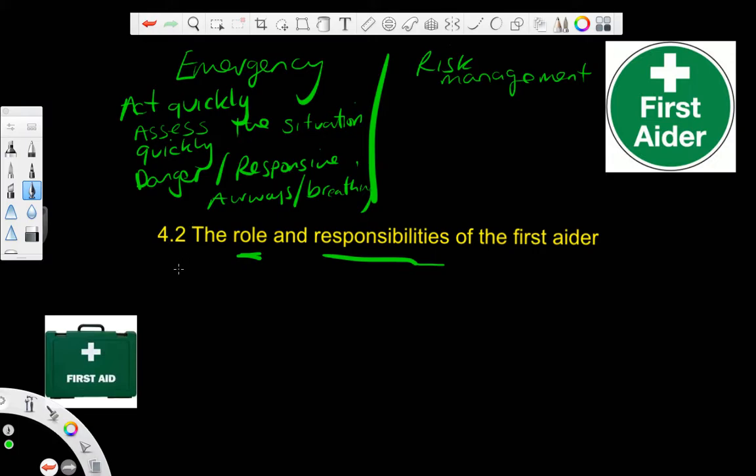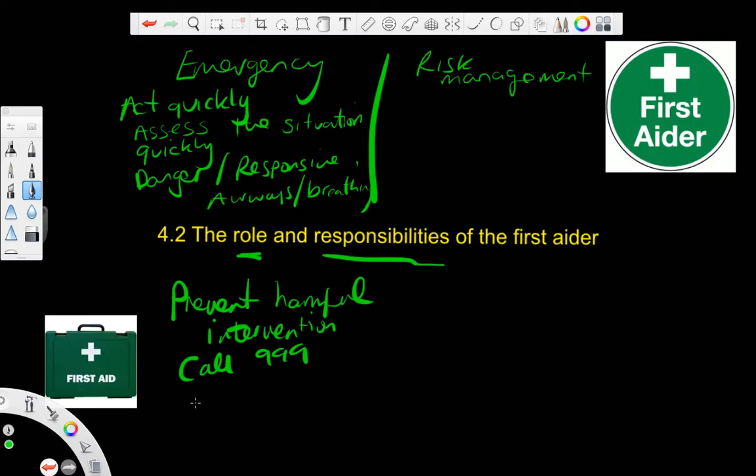All right, so that's administer first aid, prevent further harm, and all the P's can go in there as well. So we've got prevent harmful intervention. Now, in an emergency, there might be people who are trying to deal with the casualty and not doing it the right way. So they've got to organise the bystanders and prevent harmful intervention. Get bystanders to go and call 999, get emergency services involved. That's obviously another mark there. Prevent the patient getting worse.